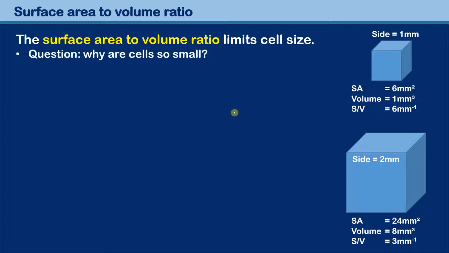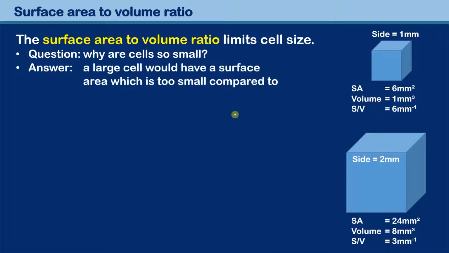In other words, I try to answer the question now, why are cells so small? Why can you not see a big cell? Most of the cells are way too small to be seen with the unaided eye. And the answer why this is the case is a large cell would have a surface area which is too small compared to its volume.